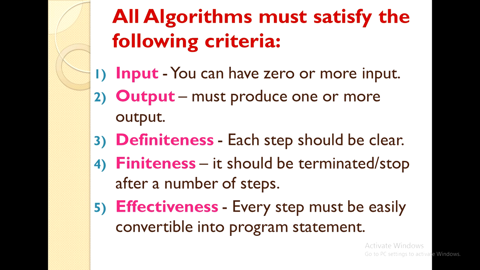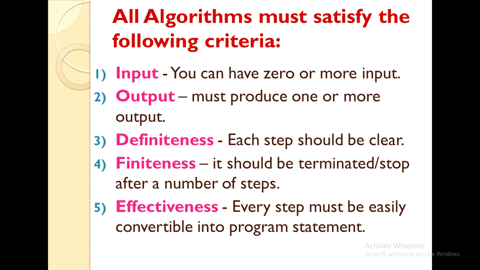To create an algorithm, you must satisfy the following criteria. 1. Input. An algorithm must have 0 or more inputs. So input can be 0. The output must have at least 1 or more. So you cannot have 0 output. You must have 1 output. Something has to come out as an output.